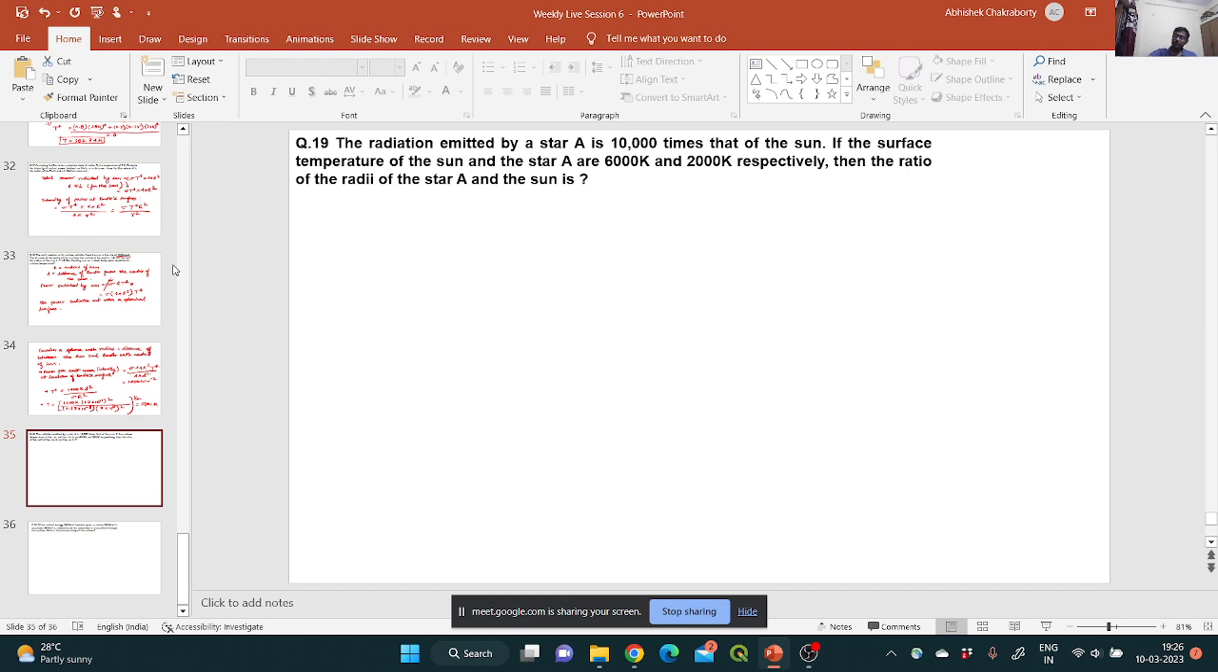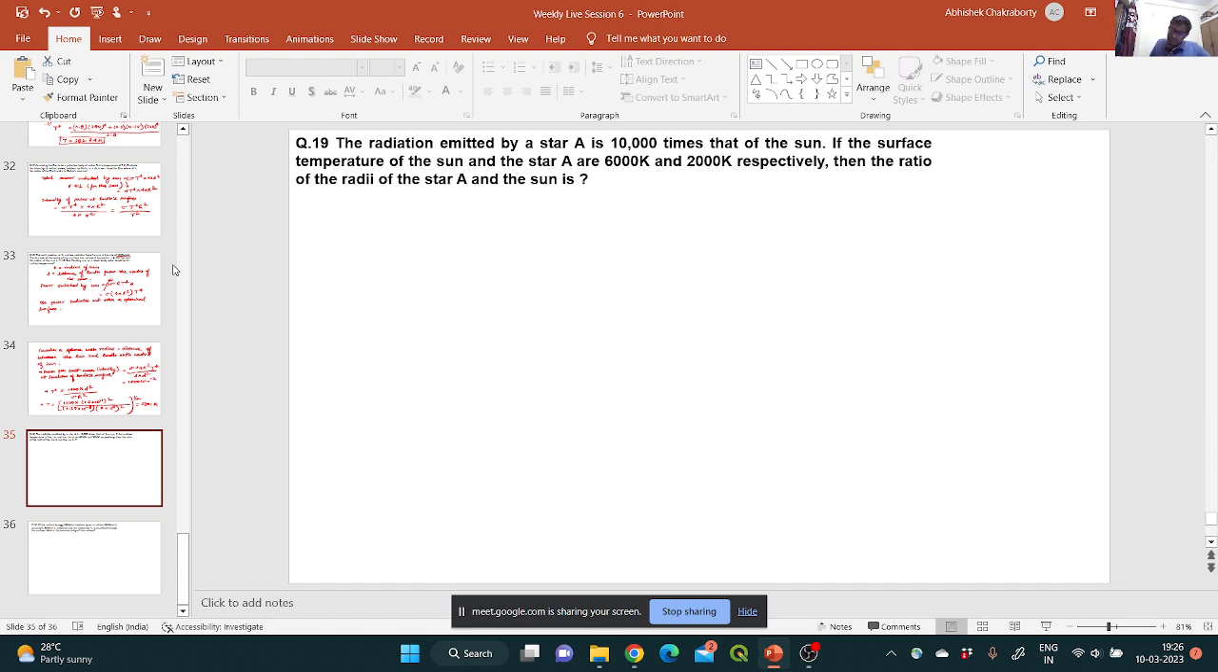So this question states that the radiation emitted by a star A is 10,000 times that of the sun. If the surface temperature of the sun and the star A are 6000 kelvins and 2000 kelvins respectively, then the ratio of the radii of the star A and the sun is?